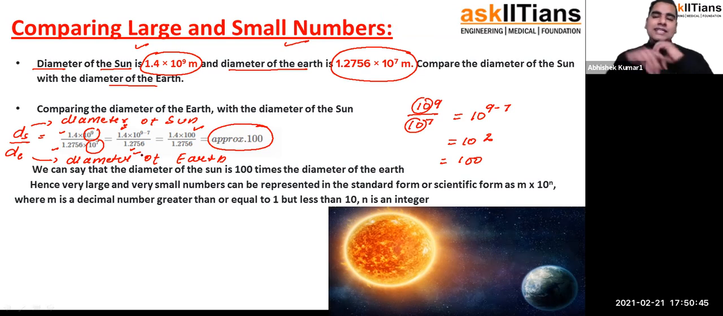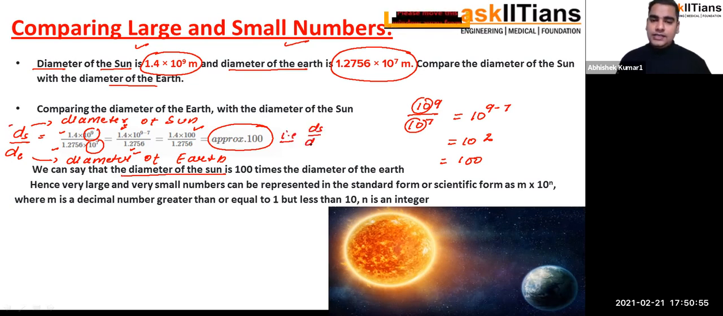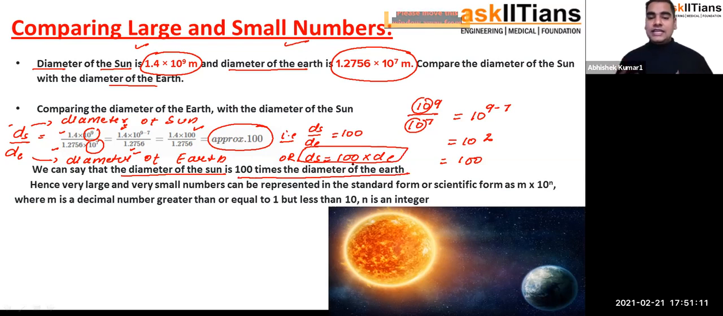What does it say? We got ds upon de is equal to 100, right? Or can we say that ds is equal to 100 times de? So it says that the diameter of the sun is 100 times the diameter of the earth. In other words, can we say that the sun is 100 times larger than the size of the earth? That's exactly what it says.